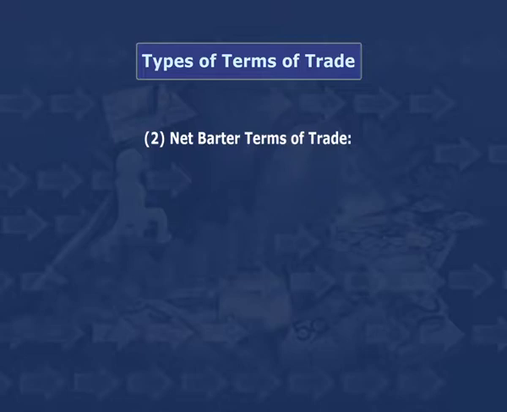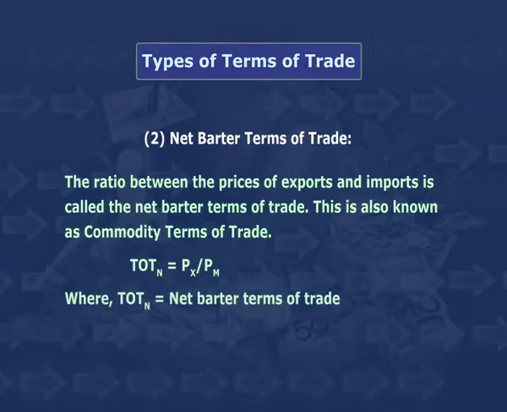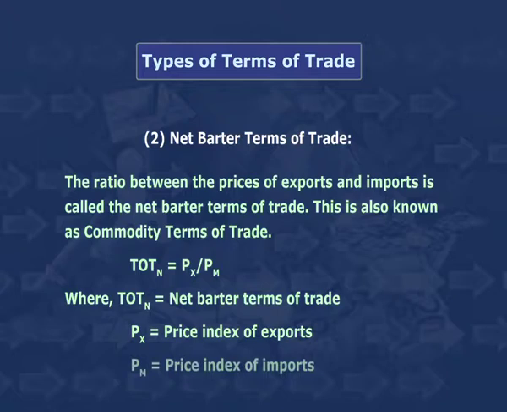Next is net barter terms of trade. The ratio between the price of exports and imports is called the net barter terms of trade. This is also known as commodity terms of trade. Its equation is TOT-N equals PX divided by PM, where TOT-N is net barter terms of trade, PX is the price index of exports and PM is the price index of imports.